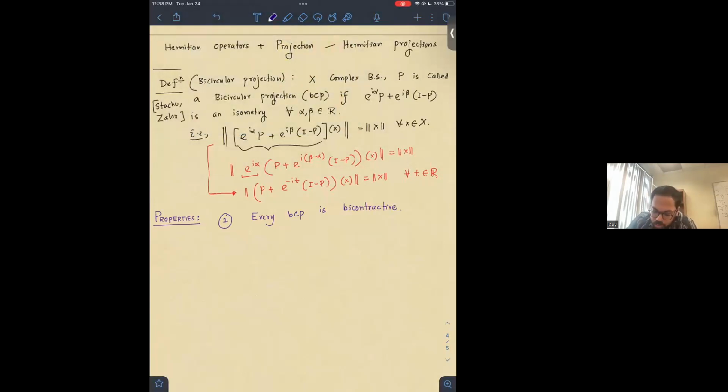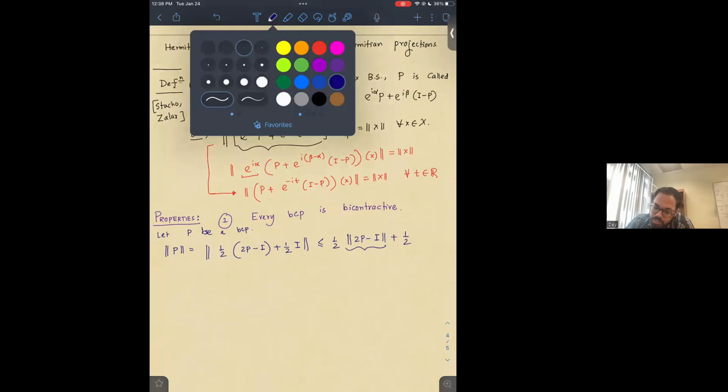So let's look at the norm of P. So what is the norm of P? Assume that P is a bicircular projection. Can I write this norm as 1/2 of (2P minus I) plus 1/2 of I? Of course we can. That's just simple math. And you can see that this is smaller or equal to 1/2 times the norm of this plus the norm of this. And you can see that this is actually norm 1.